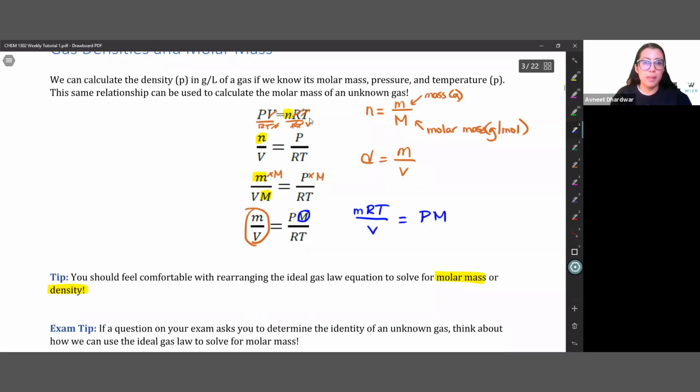And since we only want big M on one side, now you'd want to divide both sides by pressure. And so now we have just solved for the molar mass of a gas. Okay, so you want to make sure you can do both of those and you'll be good for your exam.